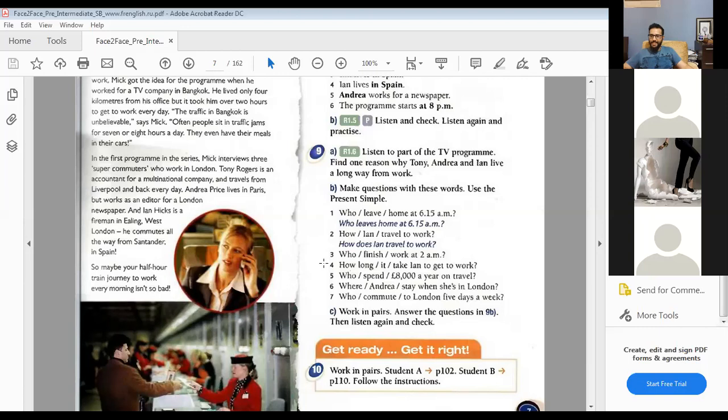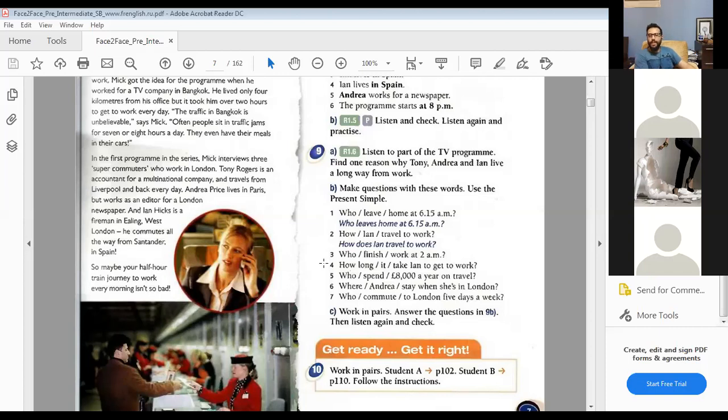How does long it take? How long? Am I correct? Try again, but yes, we need to use does. How long it does take Ian to get to work? Or how long it does take to get to work?